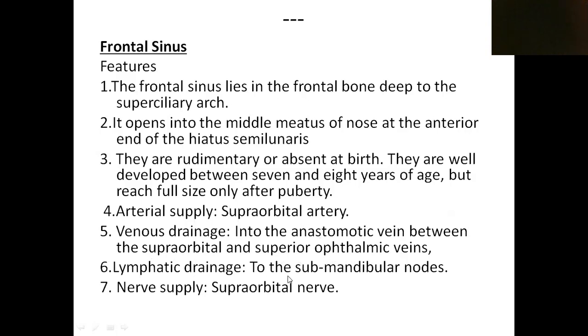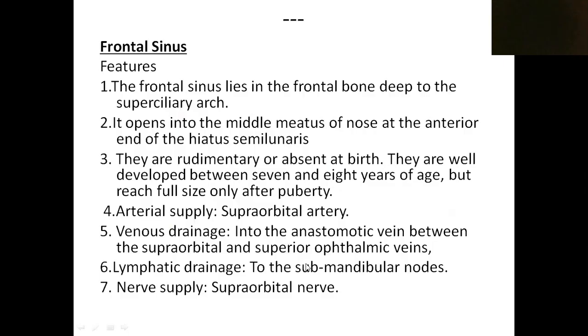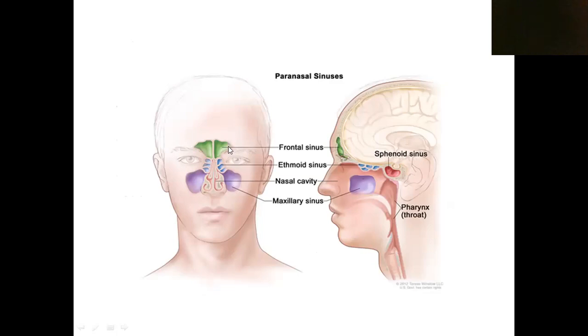Then lymphatic drainage is into the submandibular lymph nodes. Submandibular lymph nodes means, here in this region below the mandible, approximately here, we are having some lymph nodes. Those lymph nodes are known as submandibular lymph nodes. Then the nerve supply: in the same position we are having a nerve, that one is the supraorbital nerve.